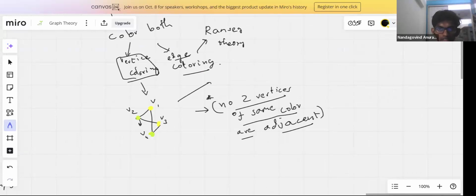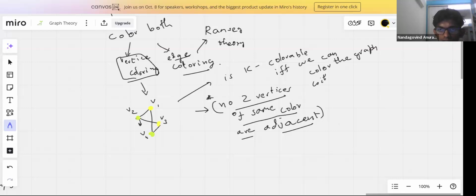Okay, so it satisfies this condition. And we say a graph is k-colorable if and only if we can color the graph with k distinct colors. So for example, this graph here is two colorable.